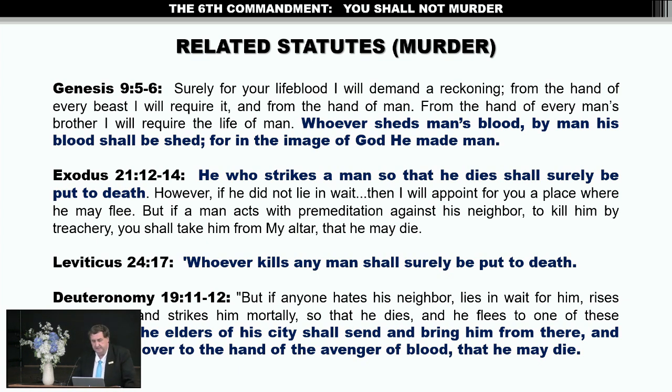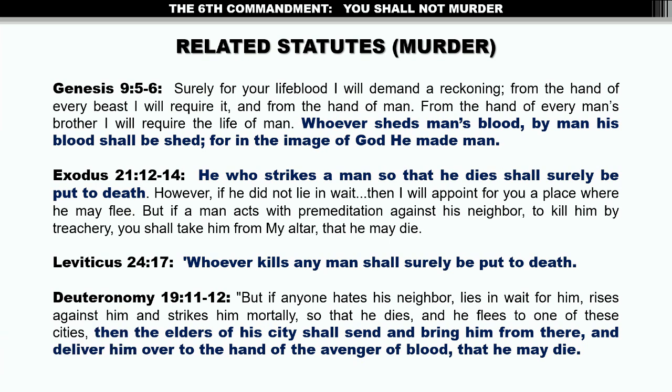Now the next statute we'll look at is Leviticus 24:17, which says, "Whoever kills a man shall surely be put to death." And in Deuteronomy 19 verses 11 to 12 we read, "But if anyone hates his neighbour, lies in wait for him, rises against him and strikes him mortally so that he dies, and flees to one of these cities, then the elders of his city shall send and bring him from there and deliver him over to the hand of the avenger of blood that he may die." So there were cities of refuge for manslaughter, but if the act is known to be murder, the murderer was to be handed over to be executed.